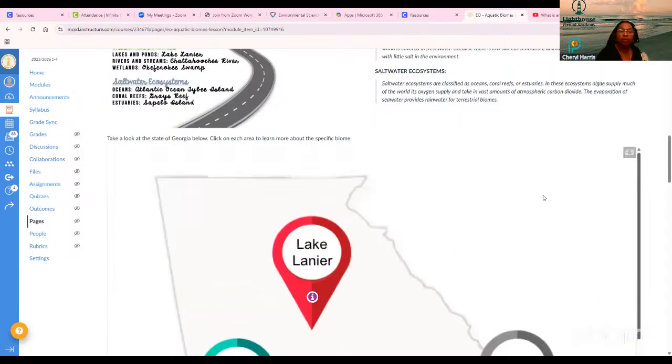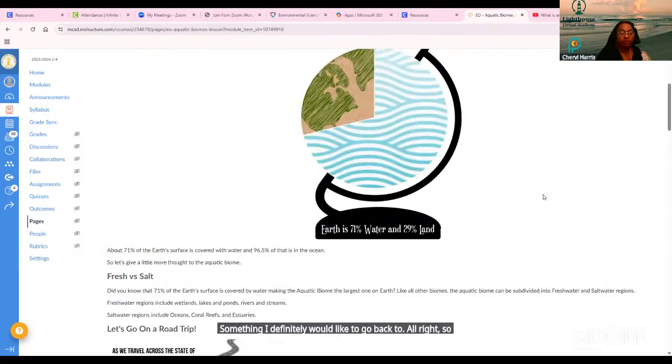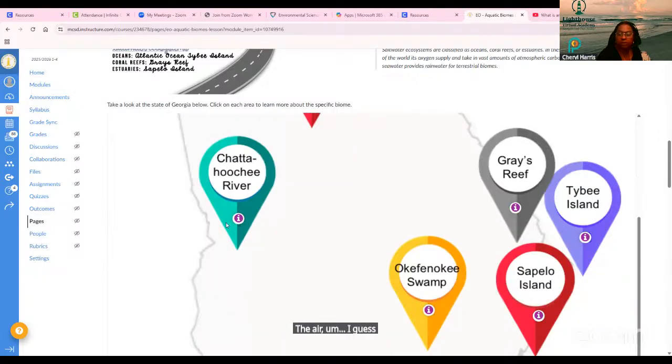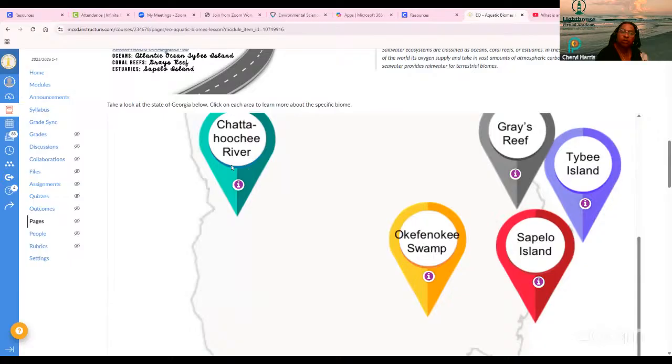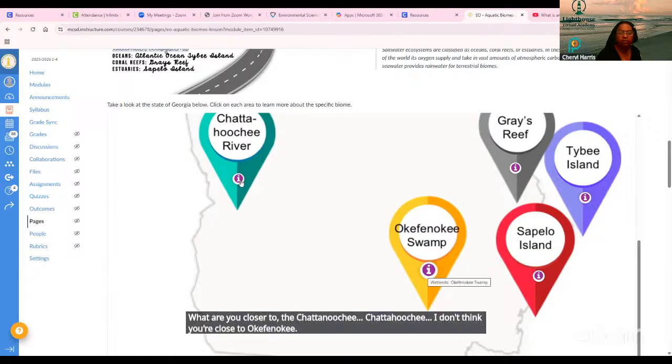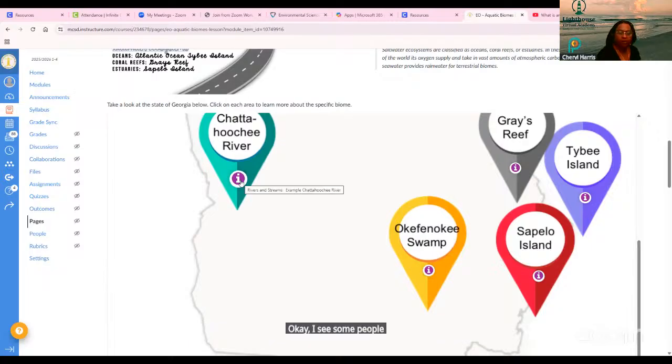All right, so take a few minutes to read this page and go through all of the area. I guess you are closest. What are you closer to? The Chattahoochee? I don't think you're close to Okefenokee. You're close to the Chattahoochee River, aren't you? Okay, I see some people nodding their heads. So yeah, this would be you over here. Okay, thank you.